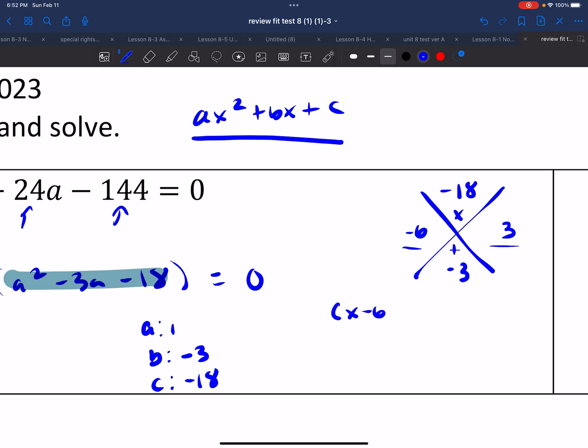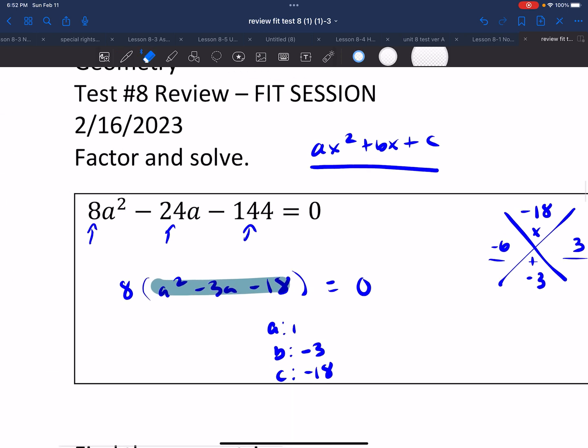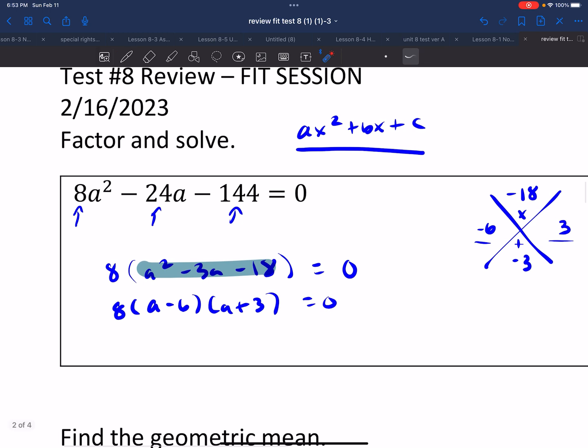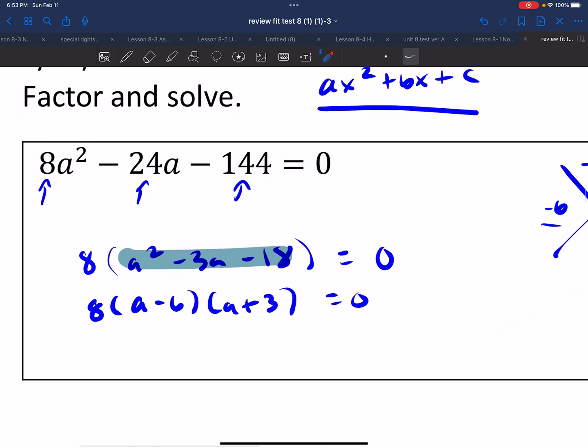So a minus 6, oh, wait, hold up. Because I'm going to rewrite this now, right? So this is going to be 8 times a minus 6 times a plus 3 equals 0. I'm dealing with the variable a, so I put an a here, and then this minus 6 goes here, and then this 3, that's a positive 3, goes right there.